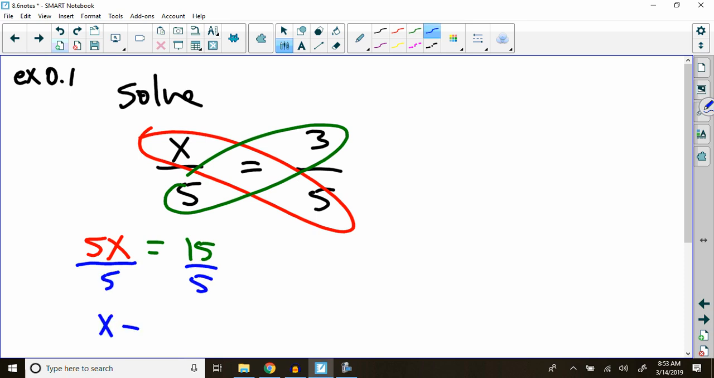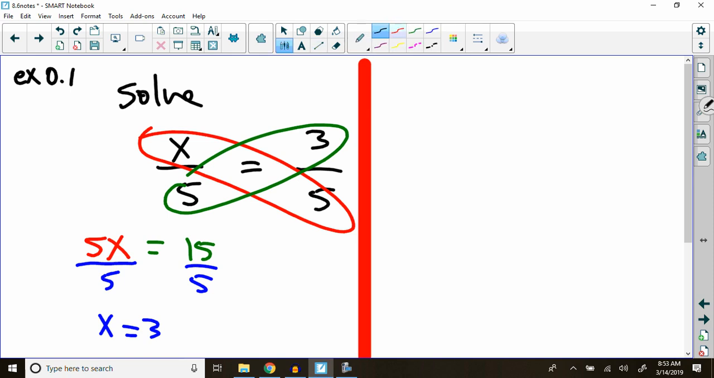So we could go ahead and divide that by 5 and divide that by 5. So x is equal to 3. Interesting. Any questions about that first one? Any observations about that first one? Too easy? Okay. Well, hold that thought, because we're going to do another one just like that one.